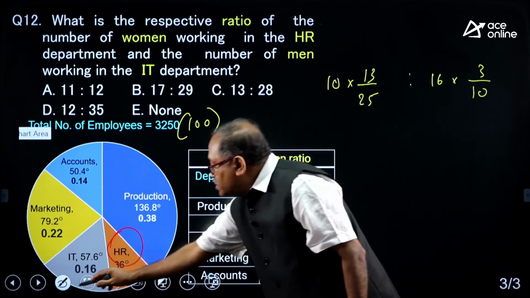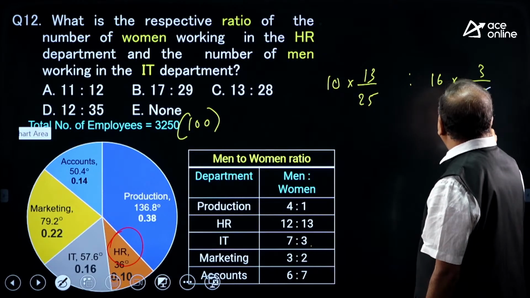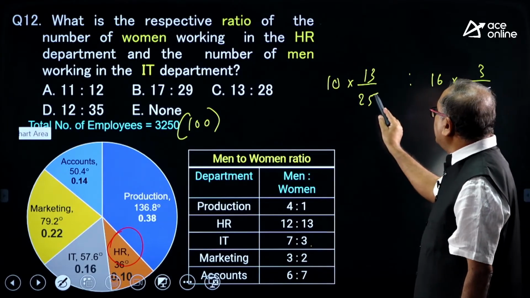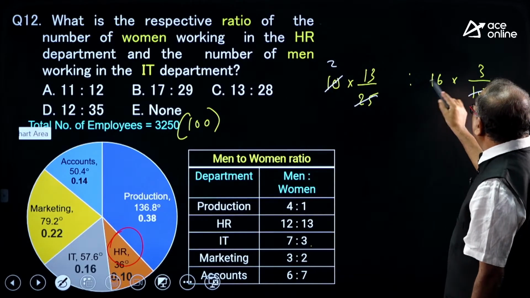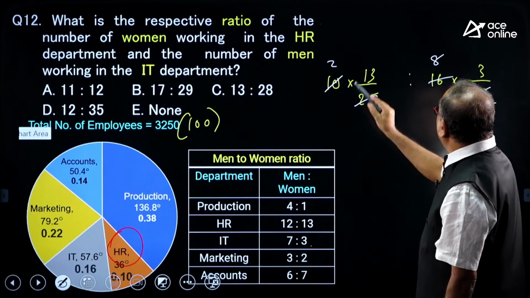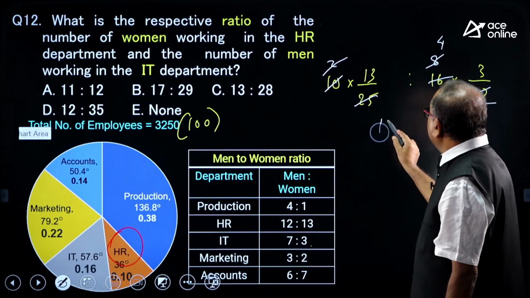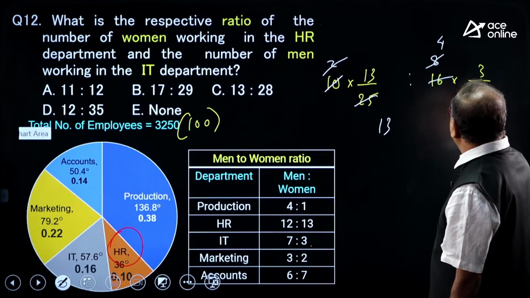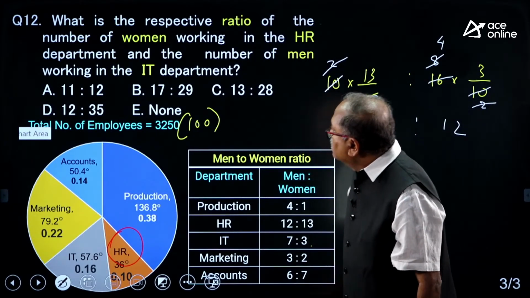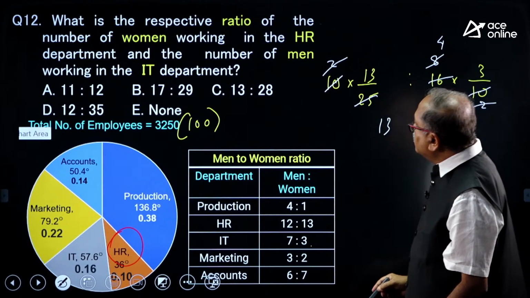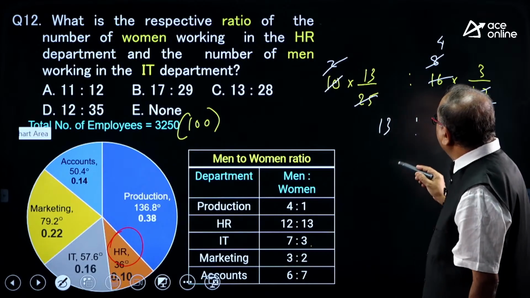Okay. So, what I am going to do now? I simply cancel this with 5 2 times, with 5 this is 2 times, with 2 this is 8 times and further this gets cancelled 4 times. That is done. So, my ratio is 13:12. Anywhere 13:12 is there?